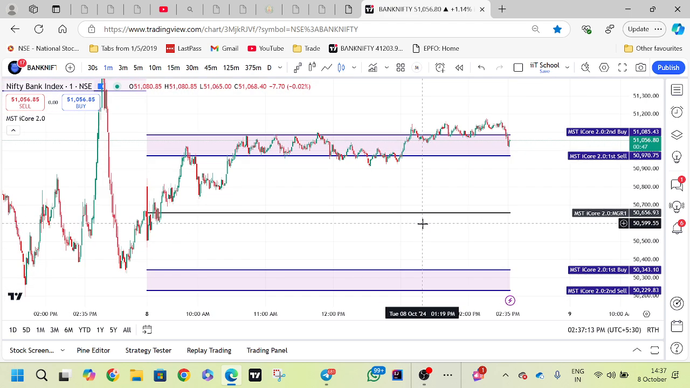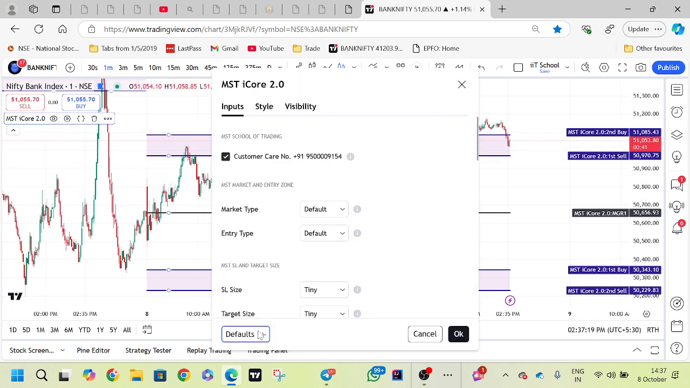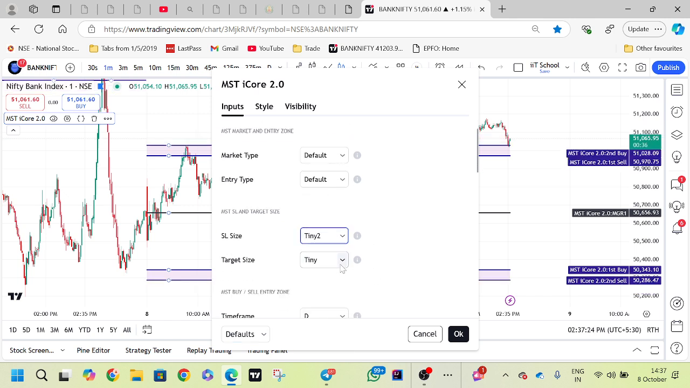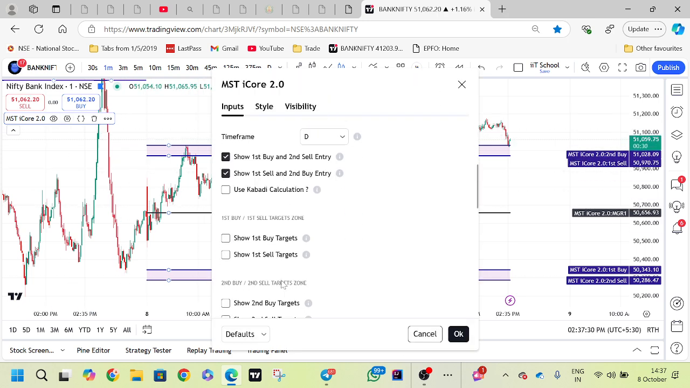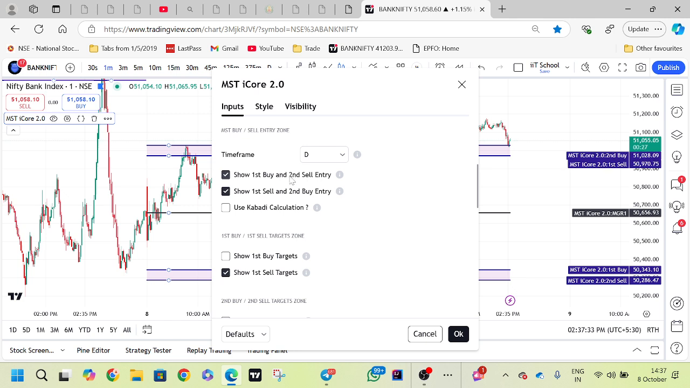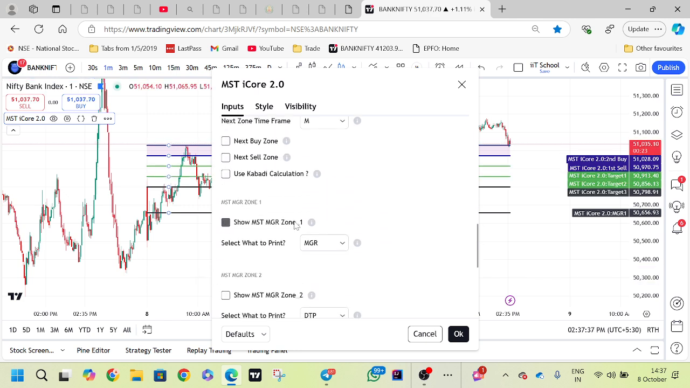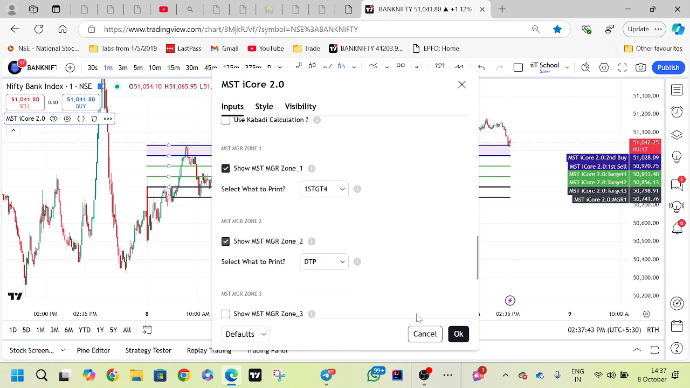See, in the morning session I have shown already sell activated and all the targets hit. I will once again go here. I will do reset settings. Since I am trading in Bank Nifty, I will enable tiny stop loss and tiny target. Since sell activated, I will select the sell targets and remove the first buy entry. That's all, nothing else you have to add. If you want, you can enable extra target only if you want. Otherwise, no need to change anything.